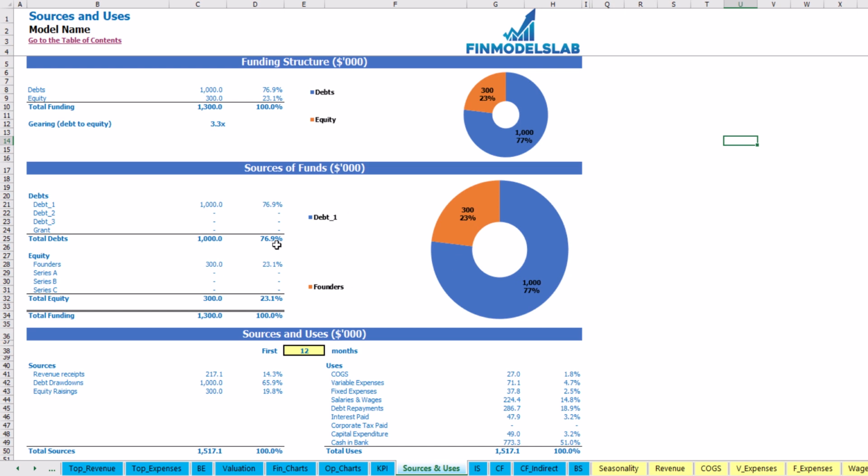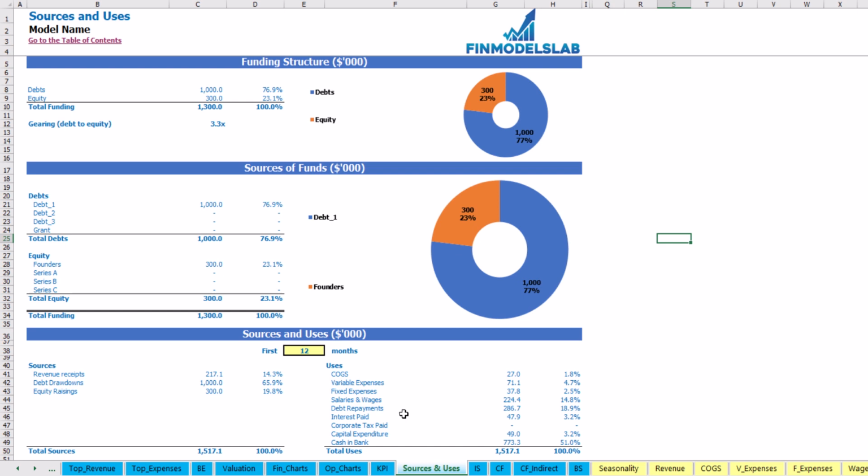The next report will show you the sources of funds broken down by different debts or grants, and equity broken down by funders, series A, B, and C. Just a more detailed view of the funding structure on the top.